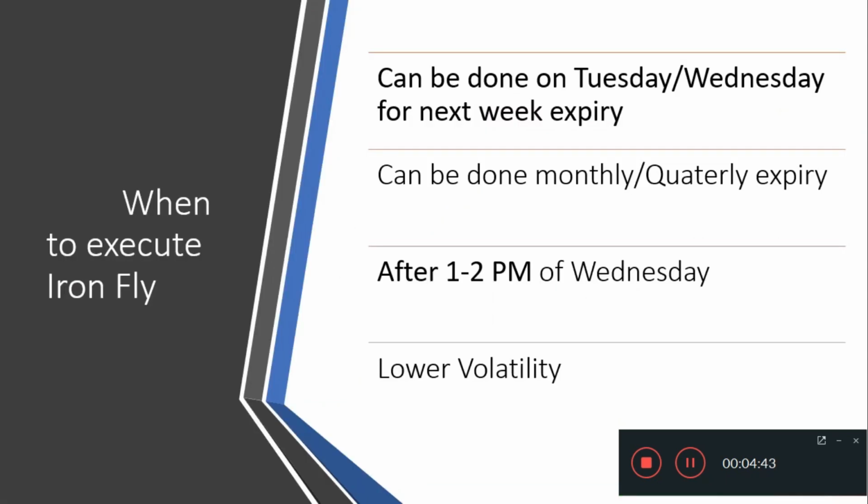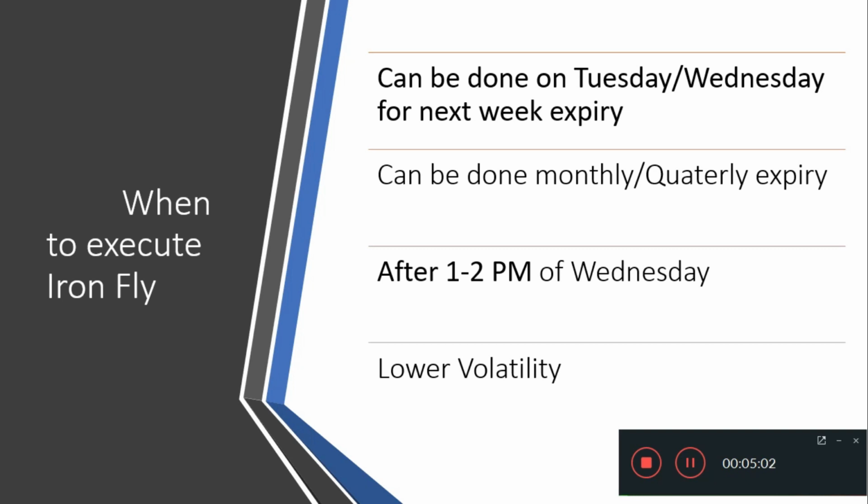When to execute the Ironfly. The very big market players basically use this strategy during lower volatility, and when they believe that an underlying instrument will stay within a given range throughout the options expiration date.